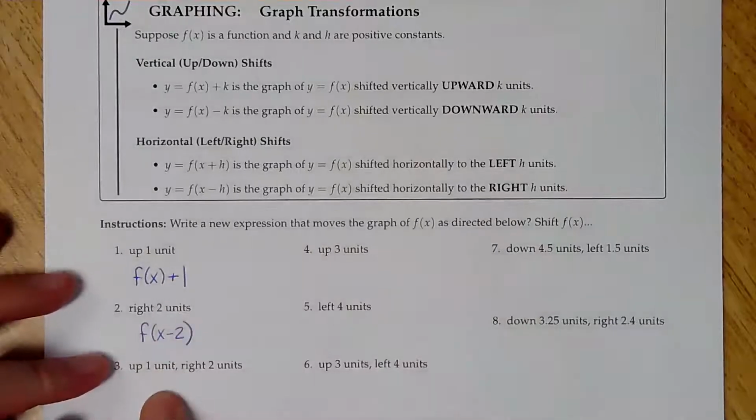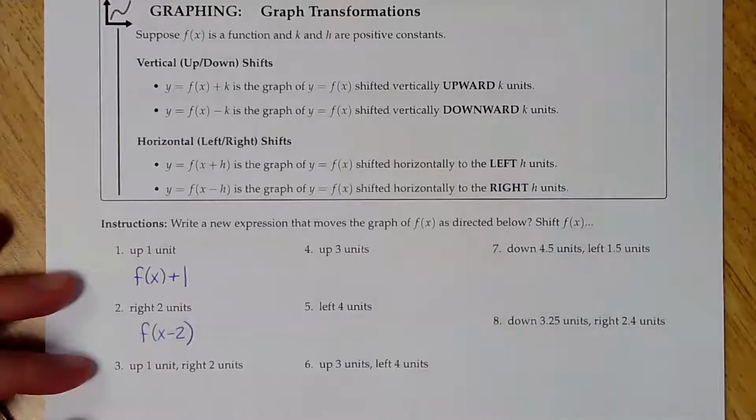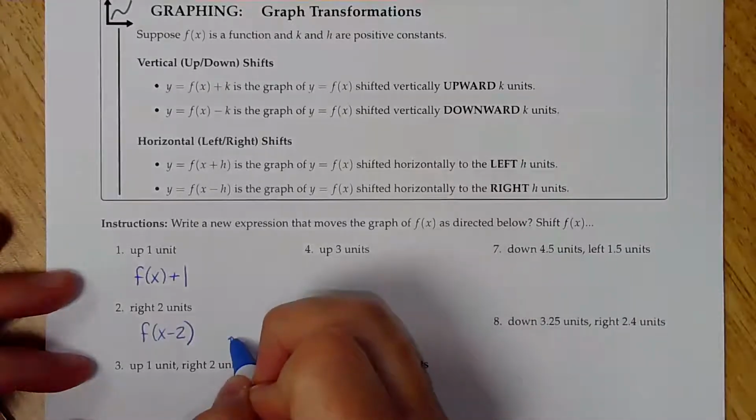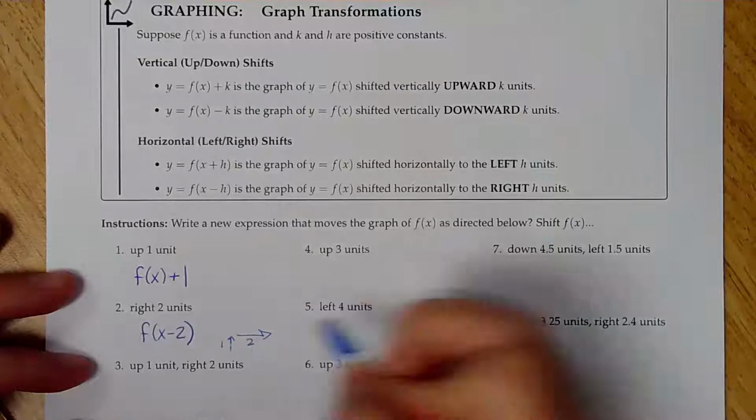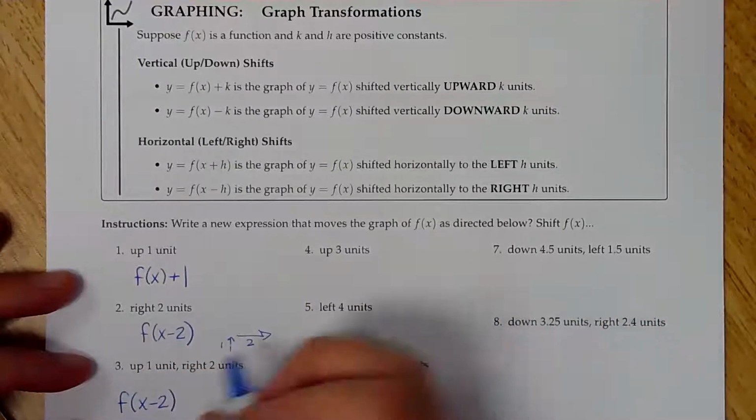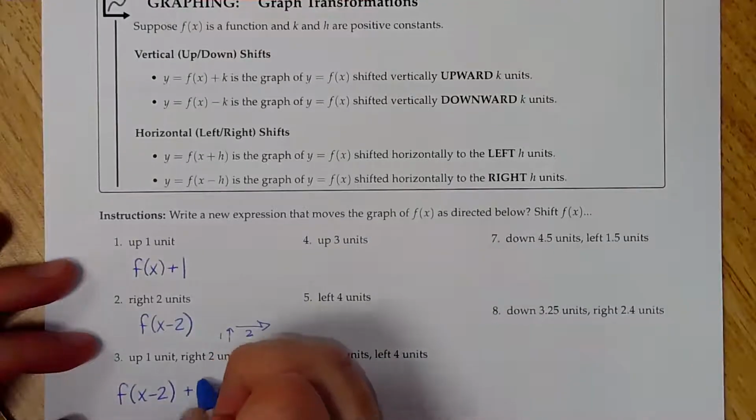And then number 3, I'm going to combine both of those steps together. So I'm going to do both the up 1 and the right 2. So go up 1, and then go to the right 2. That is going to look like f of x minus 2 as a quantity, and then plus 1.